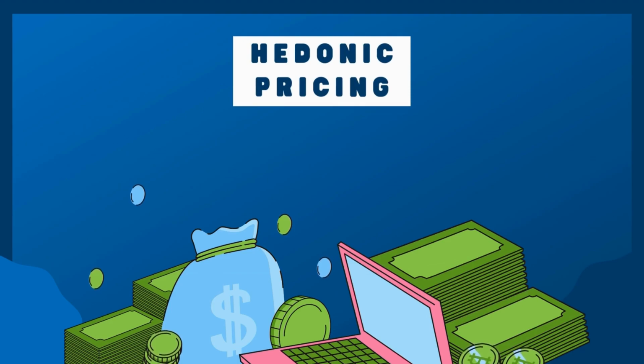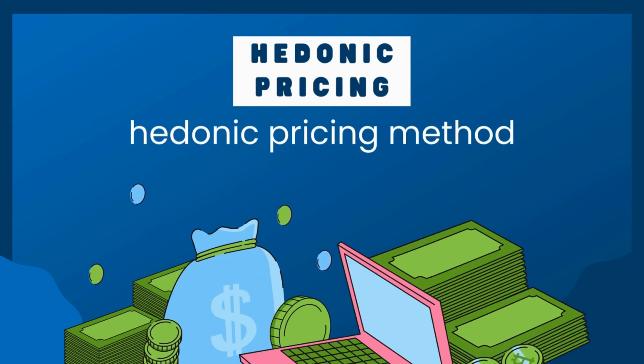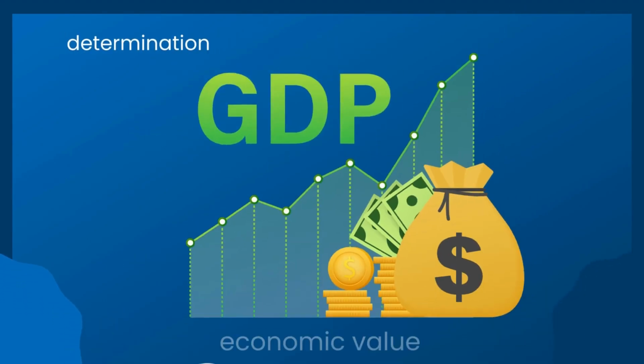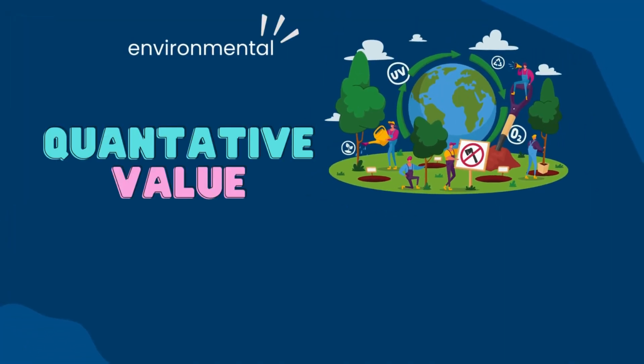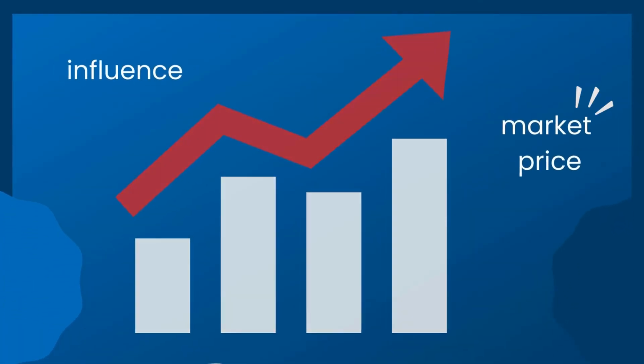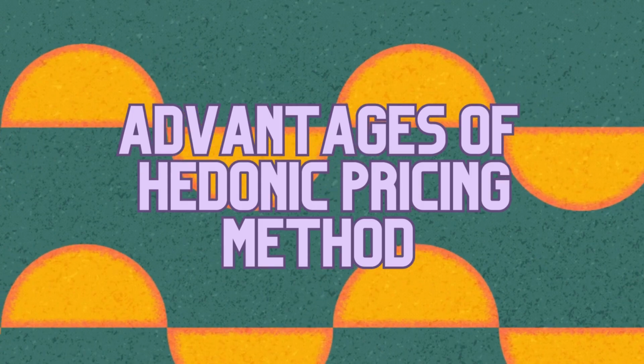Hedonic pricing, or the hedonic pricing method, is used in the determination of the economic value, or used to estimate quantitative values for environmental or ecosystem services that may influence the market price of a good or asset. The advantages of hedonic pricing method.